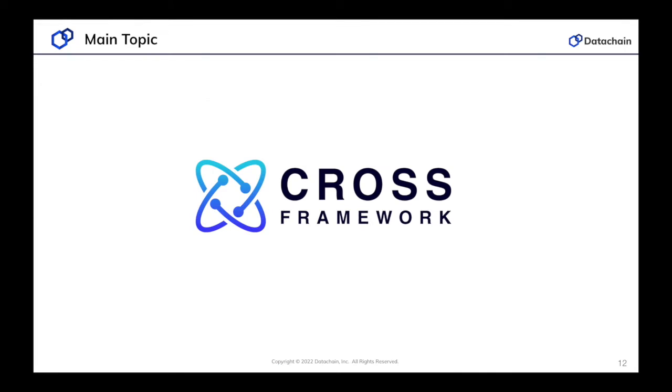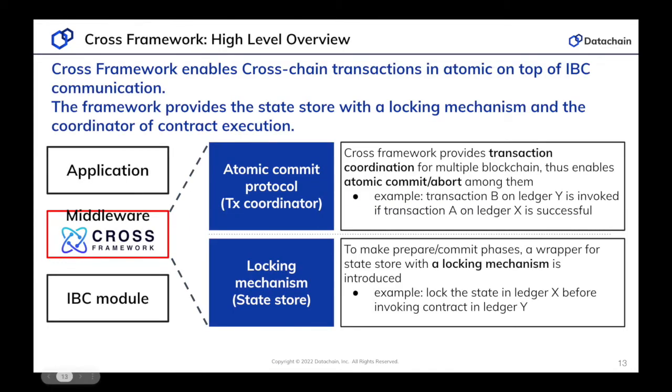Next main subject, the cross-framework. The cross-framework enables atomic cross-chain transactions on top of IBC communication. The framework provides the state store with a locking mechanism and the coordinator of contract execution. The Atomic Commit Protocol provides transaction coordination for multiple blockchains, enabling atomic state changes like commit and abort among chains. It works along with the locking mechanism of the state store.